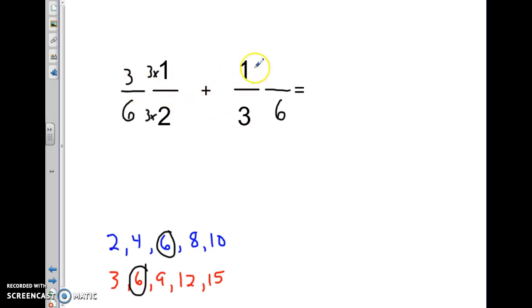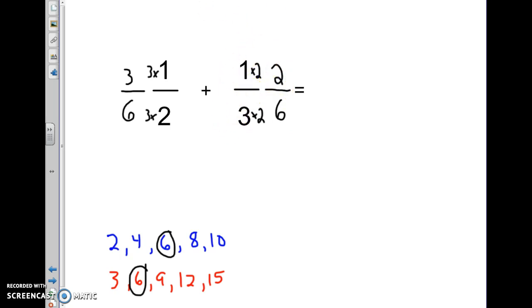And then we're going to add it to the equivalent of 1/3. Again, the question here is, how many 6 is 1/3? What do we do to a 3 to make it a 6? We multiply by 2. So what do we have to do on the top? That's right. We have to do the exact same thing, multiply by 2. So 1 times 2 is 2. So now that tells us that 2/6 is equivalent to 1/3.